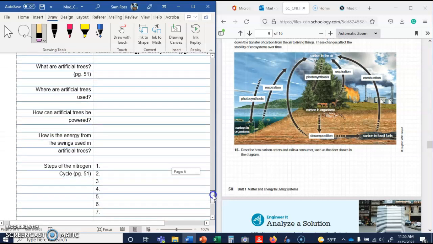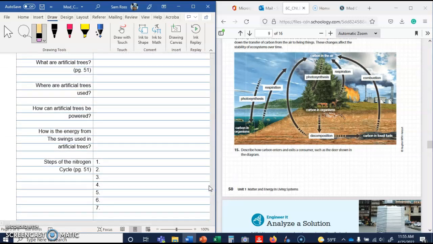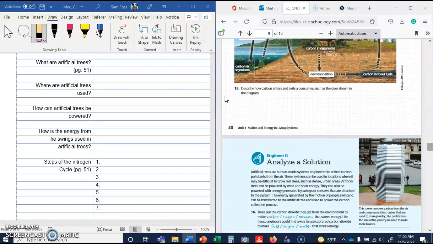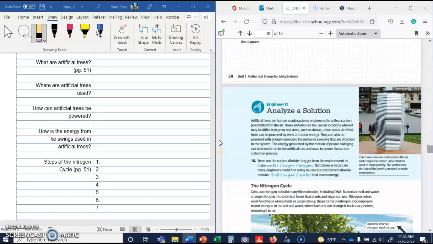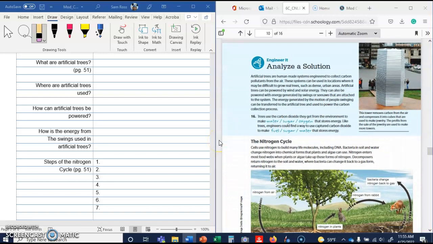Okay, so next page, what are artificial trees? This is going to be on page 51, so let's scroll down because we're currently on page 50. Okay, artificial trees are human-made systems engineered to collect carbon pollutants from the air. This is one of them. This is a tower that removes carbon from the air. You can kind of see how large it is compared to the people.